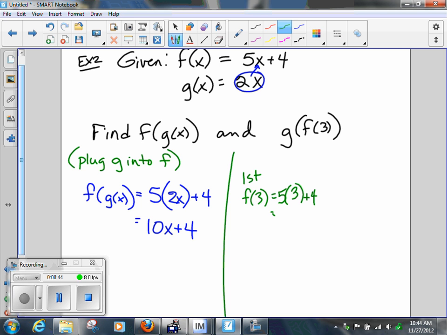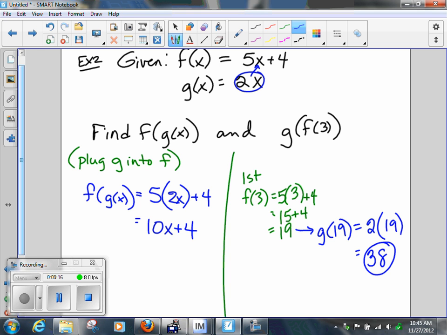5 times 3 is 15. 15 plus 4 is 19. Oh, I'm done, right? My answer's 19, right? No. What do I do with 19? I got to plug it into which function? The g function, okay? So now g of 19 is equal to 2 times who? 19, which is 38. How many of you had 38?